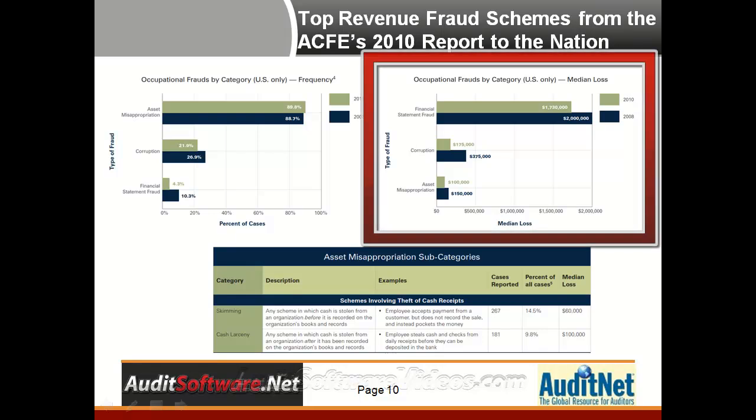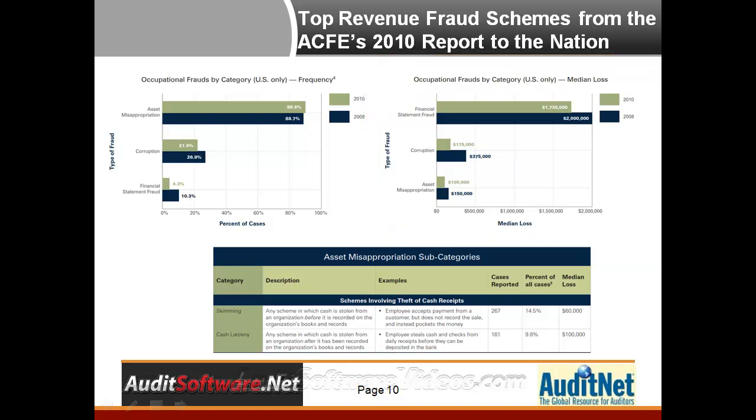Now, from a size point of view, median loss, which is the top right, you'll see that asset misappropriation is kind of low. I mean, it is still a nice salary to someone, I'm sure, but still quite low when you're looking at financial statement fraud. Financial statement fraud is close to 2 million in median loss, whereas asset misappropriation is about $100,000. Interestingly, these median losses are going downward. So we must be doing something right, or testing for it more, or maybe in 2012 the study will show more because the economy has been a little bit slower.